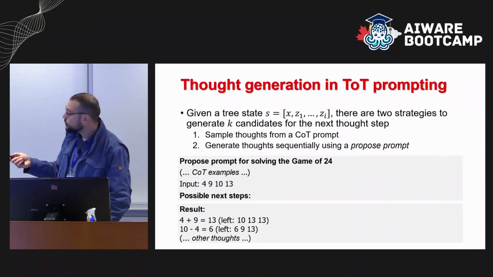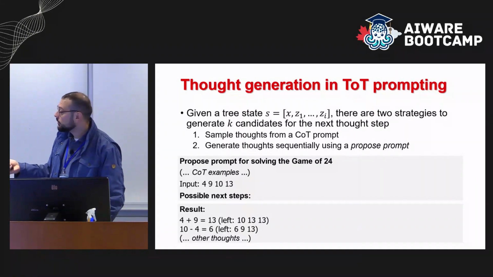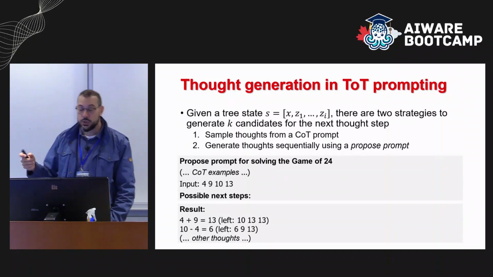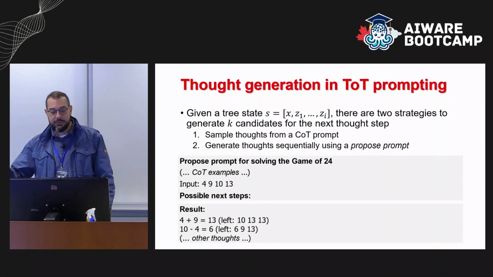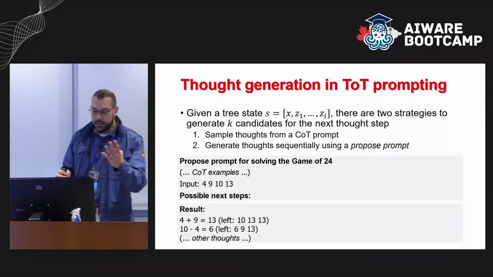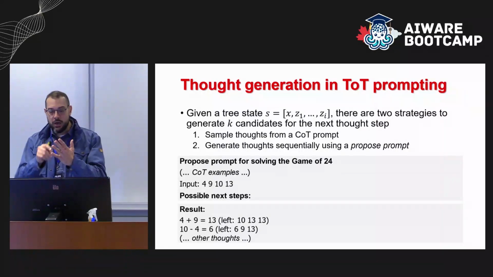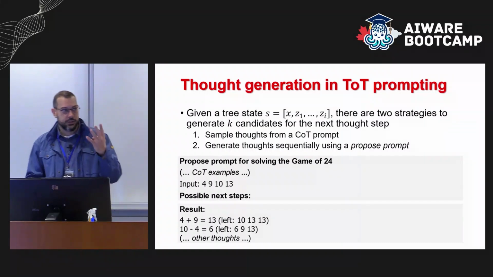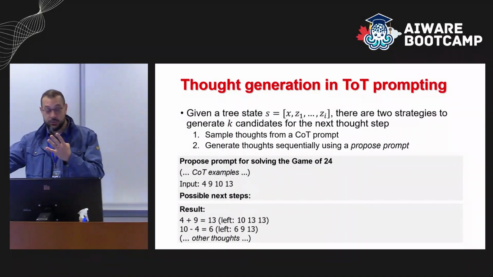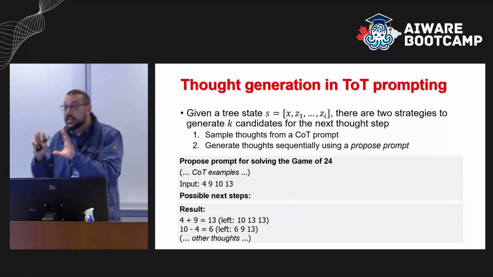Just to give some context here, this prompt is for the game of 24. You are asking the model to solve the game of 24 problem, and this game is very simple. You give four integers, and you need to decide if there is a way of performing operations, minus, plus, and so on, over these four integers, such that you arrive at 24 as a result. That's the game of 24.